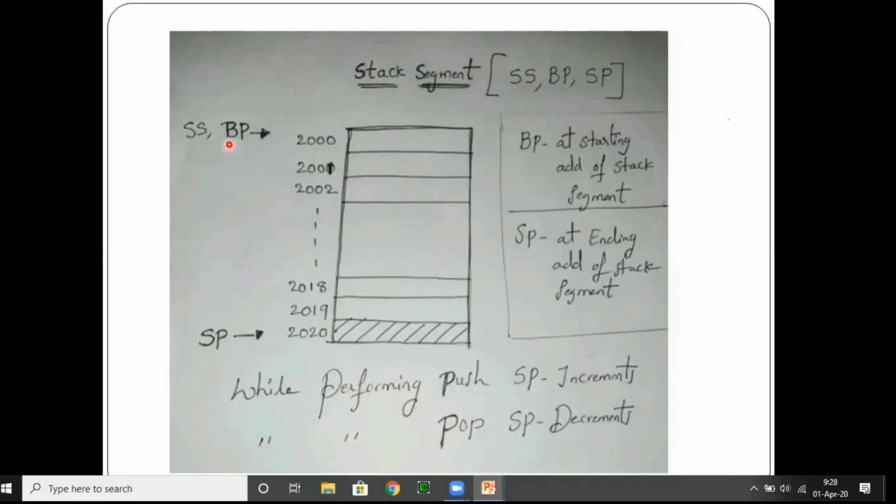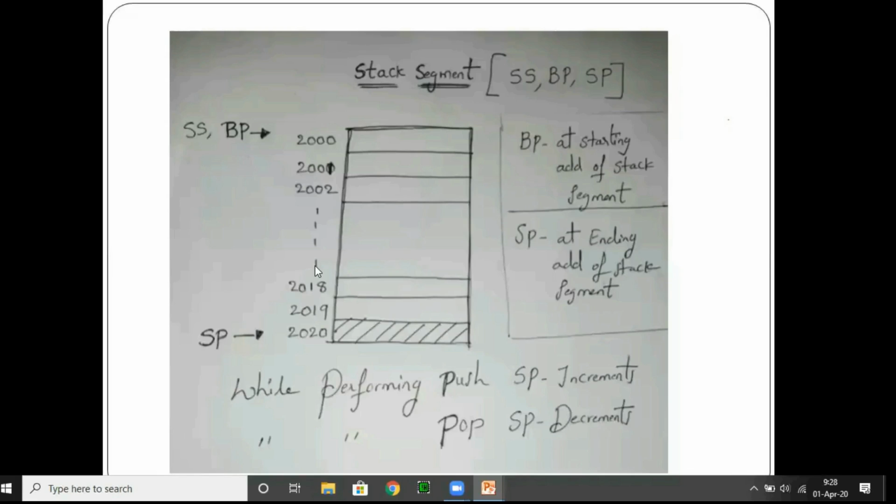Right, good. This is the base pointer. The base pointer inside the stack segment always points to the starting address. This is the stack pointer. The stack pointer always points to the last address. The last address of the stack segment is 2020, and the stack pointer points to 2020. The last address cannot be used. Actually, this particular address location cannot be used.